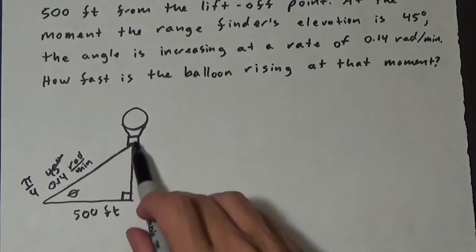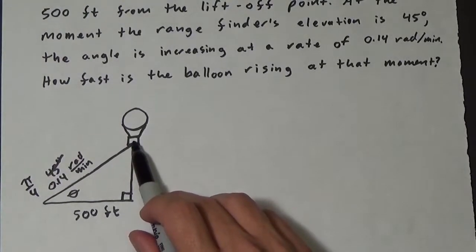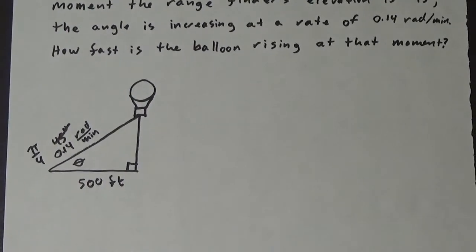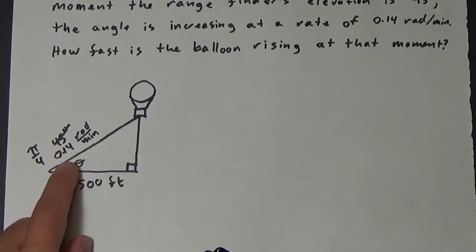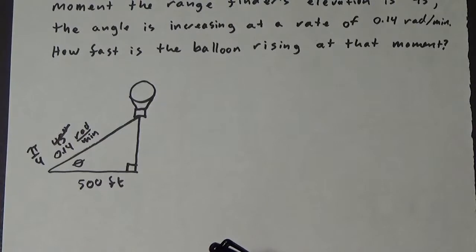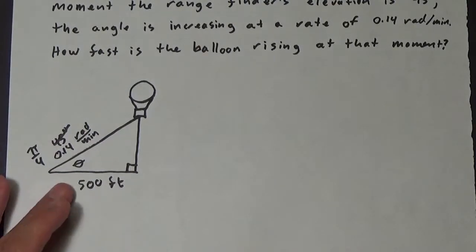Okay, so we're looking at how fast this is going. So the next thing we need to do is come up with an equation that relates all this information. Now, a lot of times when we have a right triangle, we've been using the Pythagorean theorem, x squared plus y squared equals r squared. But in this case, considering we have a lot of information based on this angle theta, we're probably going to want to use a trig function rather than the Pythagorean theorem.